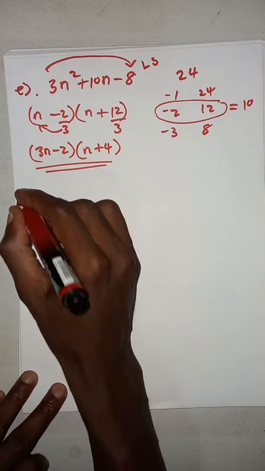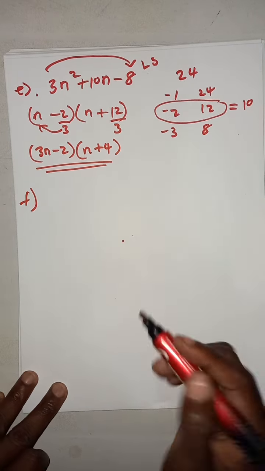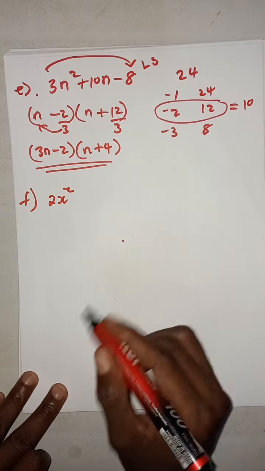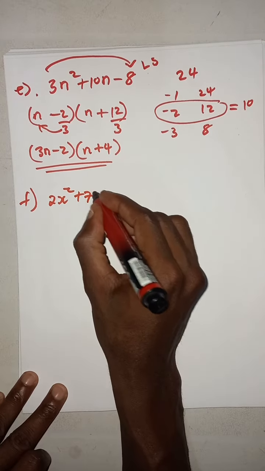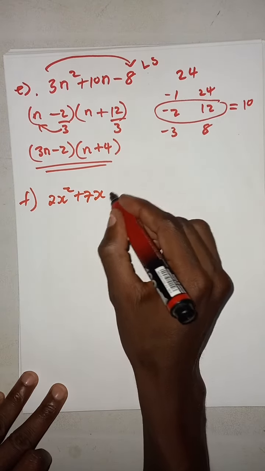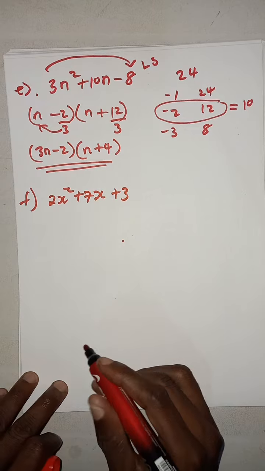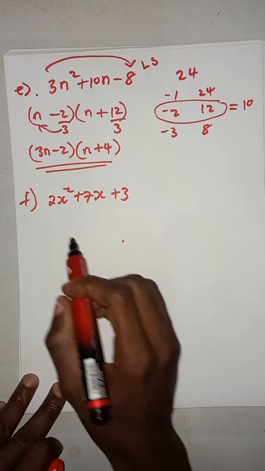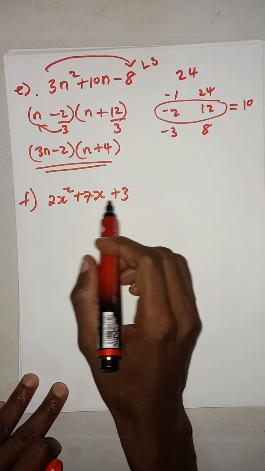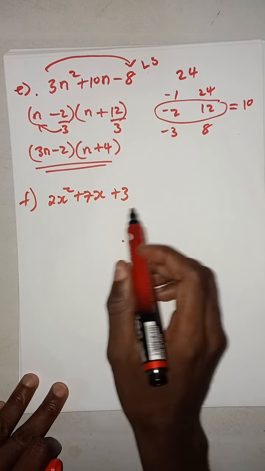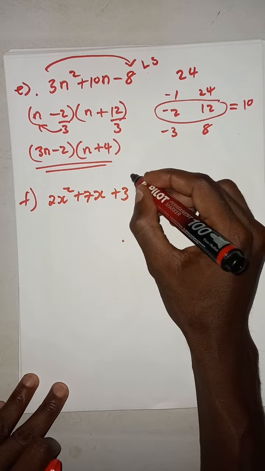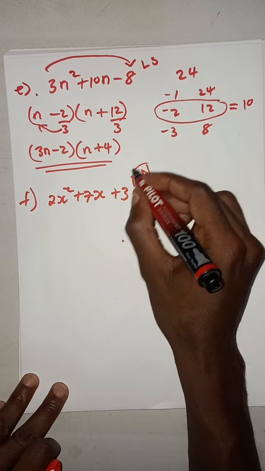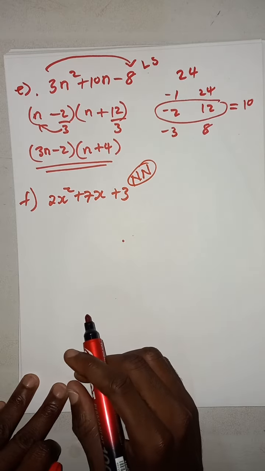So lastly, if we are given 2x squared plus 7x plus 3. Now, as usual, I need to check. If I check here, both are positive. It means I have no negative here. That's where I'm going to apply N. So no negative. It means there's no factor that I'm going to put negative.